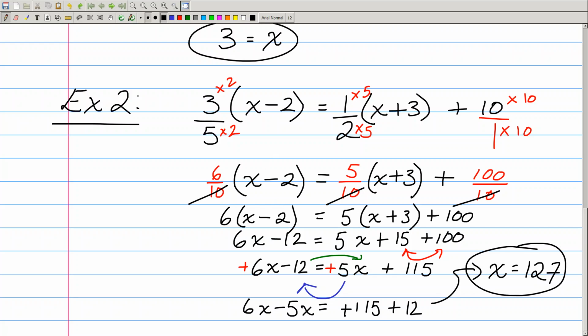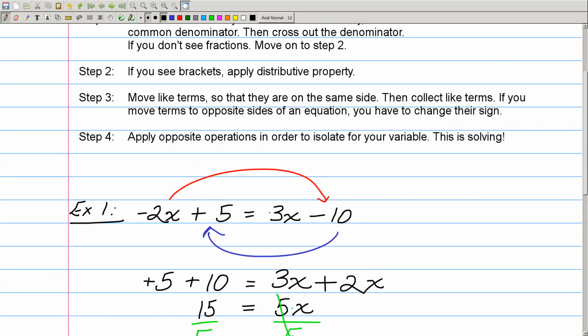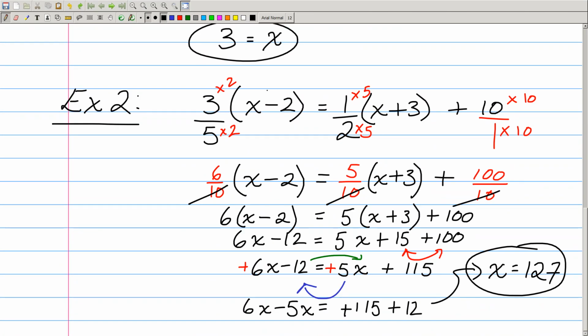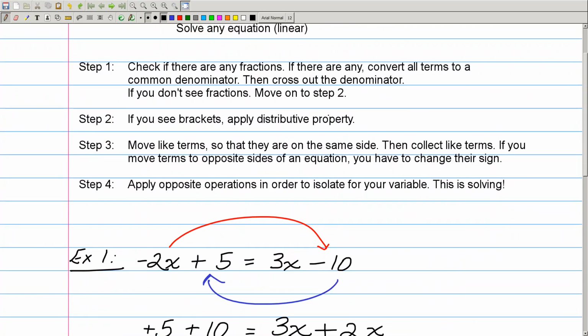I just wanted to show you how to solve any type of equation that I give you, provided that it's linear, meaning it only has an exponent of 1. Provided that it only has an exponent of 1, you can do any sort of question. It has a fraction, a denominator, it has brackets. You just apply these 4 steps and you can solve the equation.